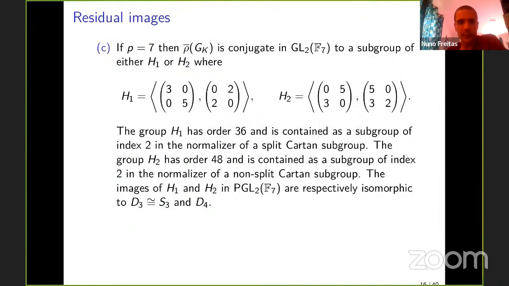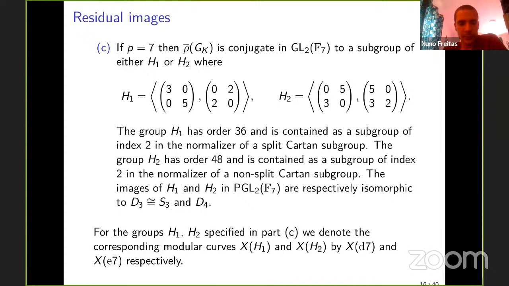And finally, and most important of all, is p equals 7. For p equals 7, one can show that there are two possibilities. So there are two subgroups, H1 and H2, generated by these explicit matrices. H1 has order 36, contained with index 2 in the normalizer of the split Cartan subgroup. And H2 has order 48 and is contained with index 2 in the normalizer of a non-split Cartan subgroup. And we can also describe the projective images.